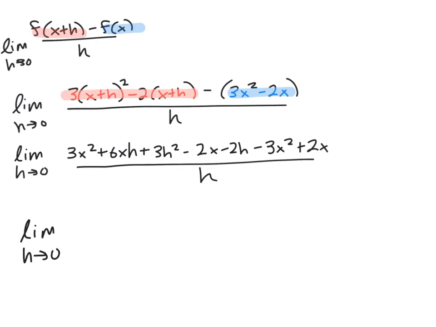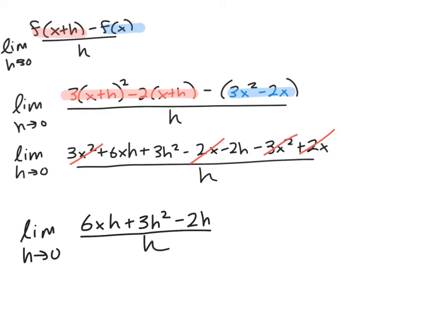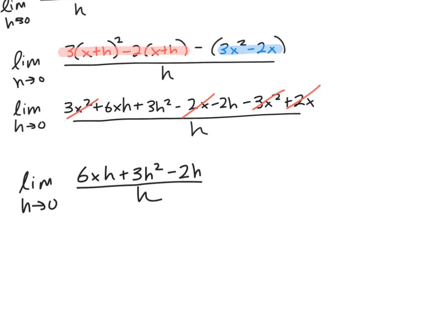Okay, now let's combine like terms within our numerator. So you'll notice that the x squared terms cancel out as well as the x terms. So what we have left is 6xh plus 3h squared minus 2h all over h. So I can't evaluate this limit using direct substitution yet because our expression would become undefined. So I'm going to divide out a common factor of h. I notice that's a common factor, so I can divide it out.